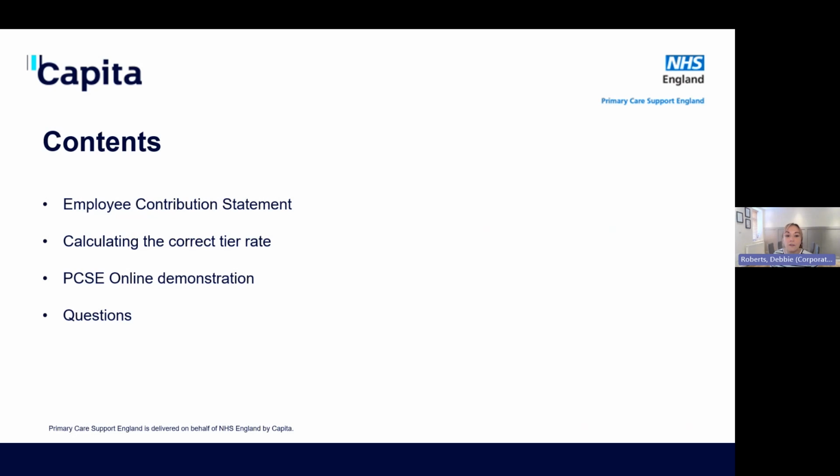Okay, so just a quick look at the contents then. So we're going to start off by having a look at the employee contribution statement and where you can find that. We'll be discussing tier rates and how you can calculate them correctly. We'll then go on to a system demonstration and talk you through PCSE Online and how you can submit your Type 2 form. And then we will end on questions.